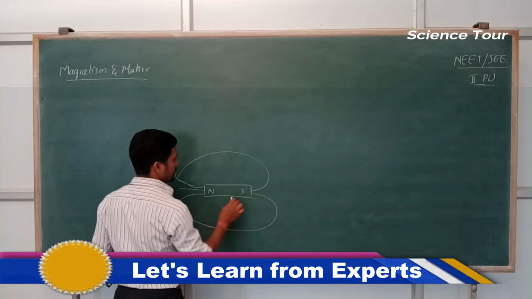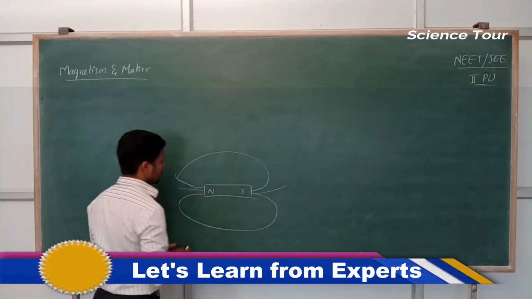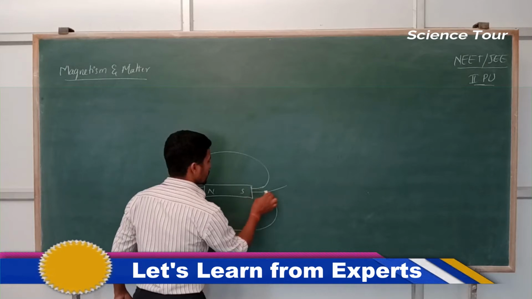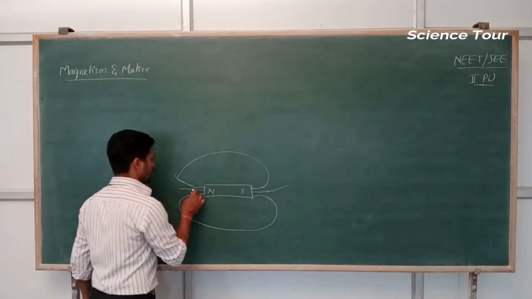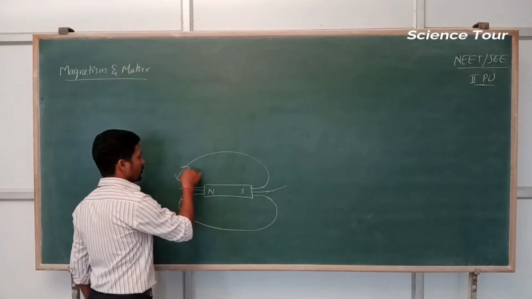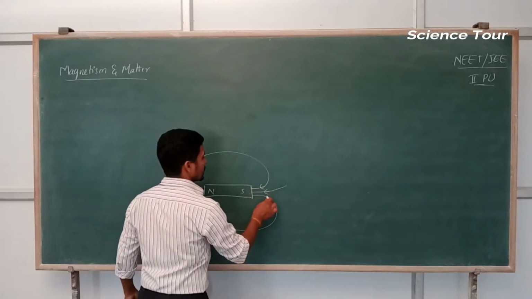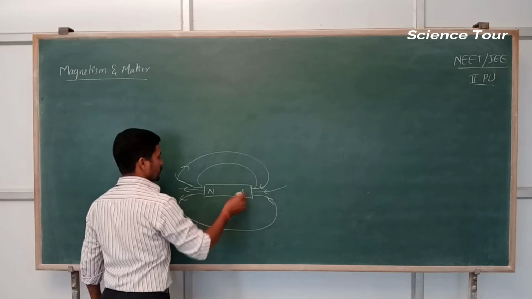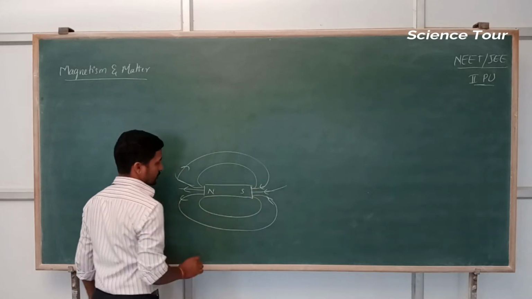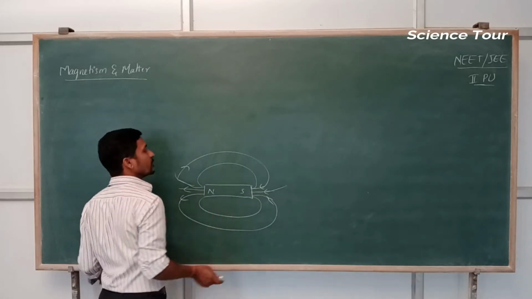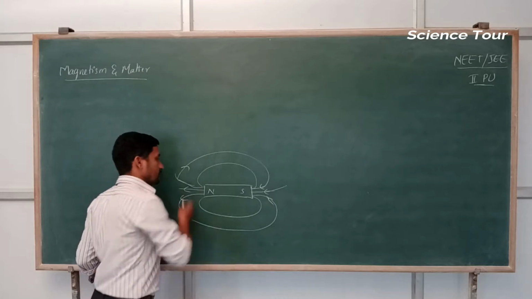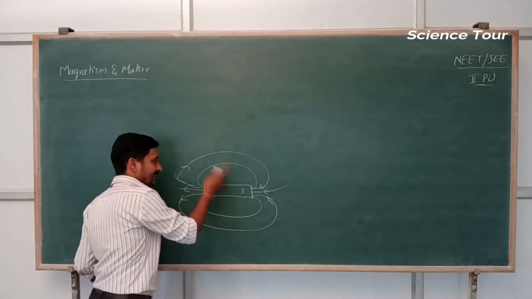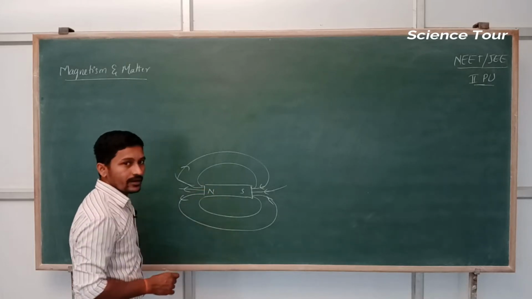Magnetic field lines do not intersect, there is no intersection. They start from the north and end at the south, and they form closed loops. They start from the north pole and end at the south pole.